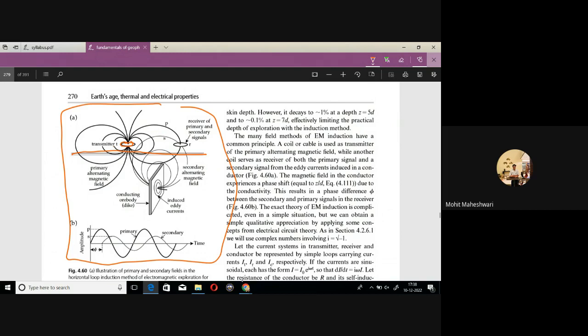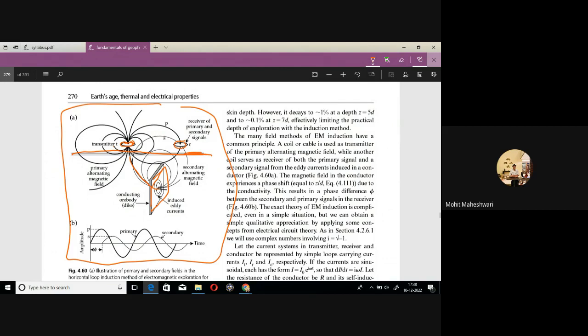So there is a transmitter, and the electromagnetic waves are propagating, and there is a receiver which will receive the electromagnetic signals. Okay, so what will happen? This is the surface, and below the surface, let's say there is a conducting ore body. So if there is a conducting ore body, the electromagnetic wave from the transmitter goes below the surface and passes through the conductor.